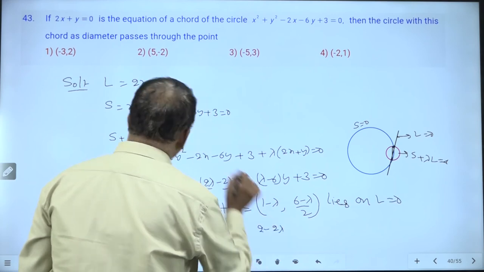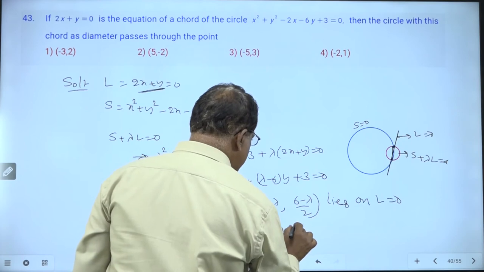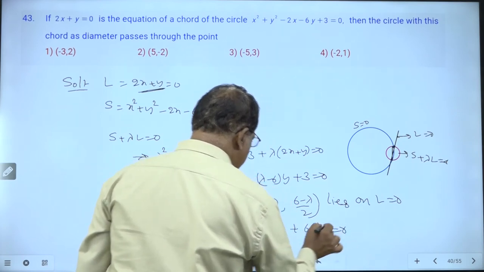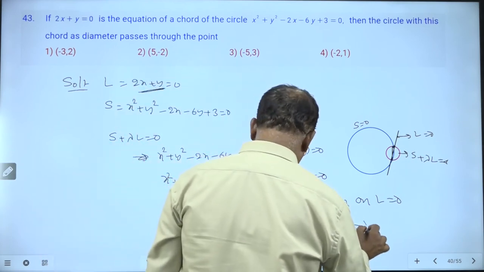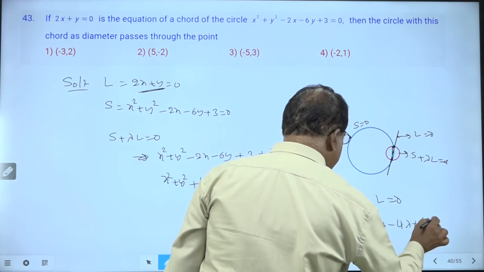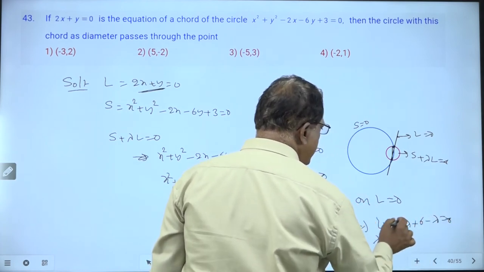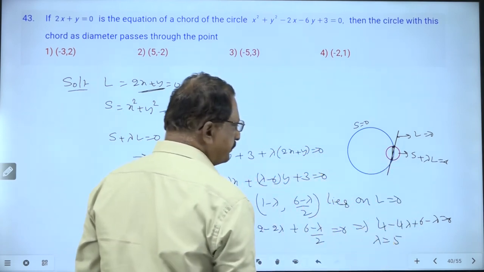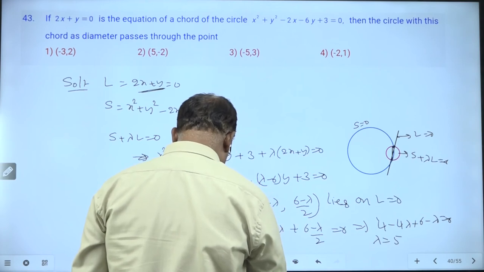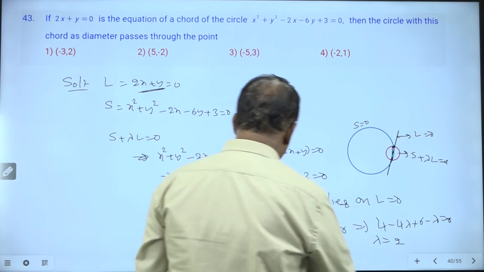Now substitute in the line equation. How much? 2 minus 2 lambda in the line L equals 0, plus (6 minus lambda) by 2 equals 0. Take LCM. How much do you get? 4 minus 4 lambda plus 6 minus lambda equals 0. Now lambda equals 10 by 5, or 2. The value of lambda equals 2.